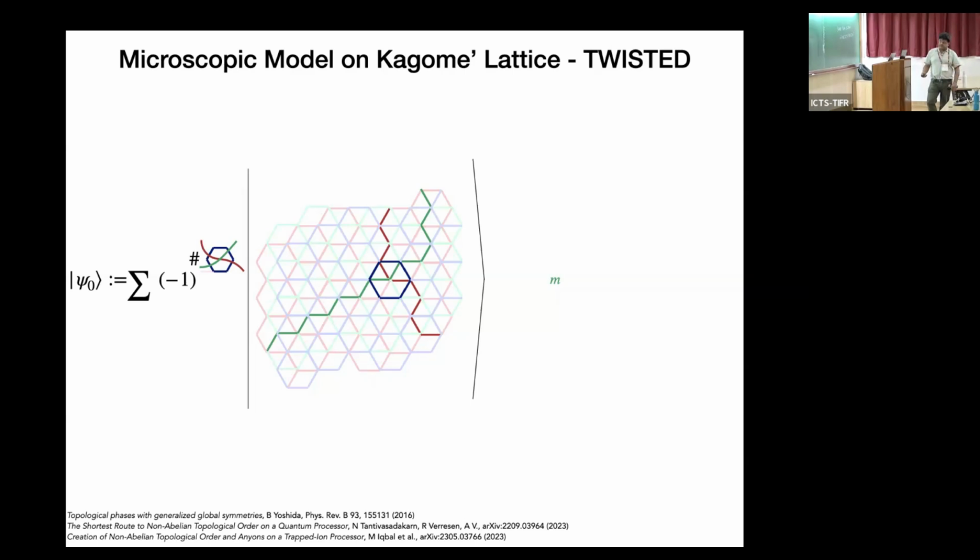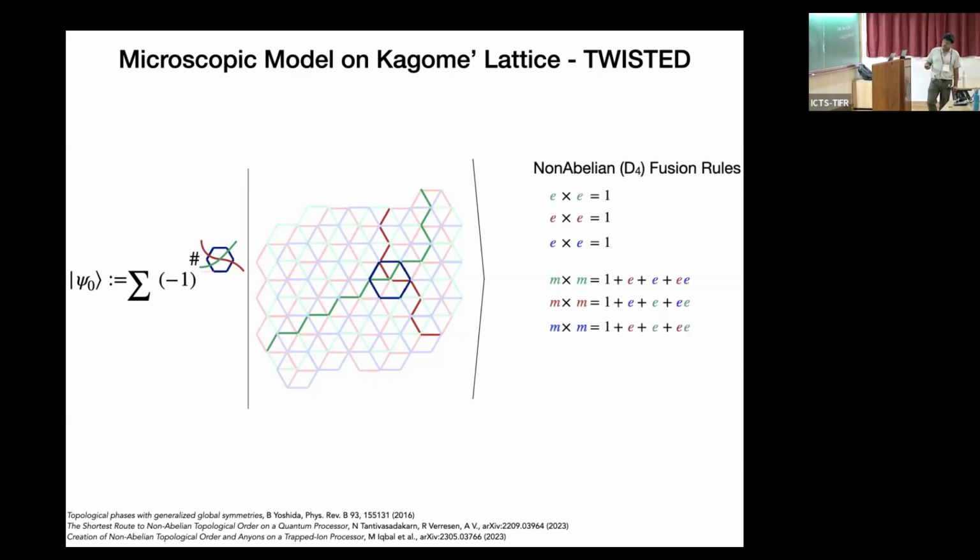This state seems like a small modification of the Z2 cubed state, but it turns out that this state is actually a non-abelian state. It's really the D4 quantum double, where some of the fusion rules are trivial, but for some of the other fusion rules, you can see there are many different outcomes. This is a non-trivial fusion outcome, and these tell you that this is a non-abelian state.